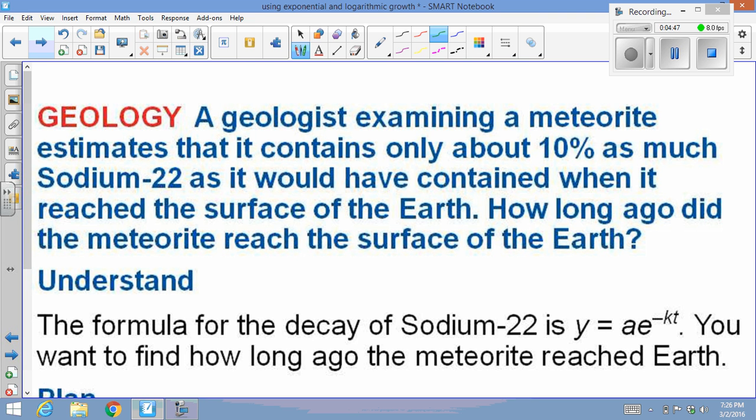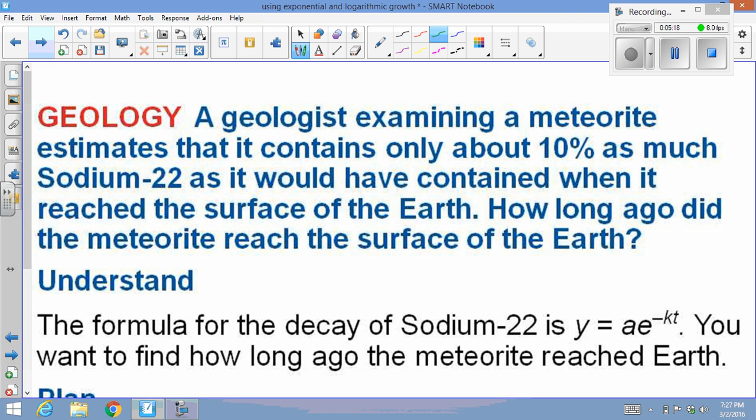Well, this time they don't tell me how much I started with. I just know that there's 10% of what there was before, and I don't know what the t is. But I also know what k is because I found k in that last problem. Since we're still talking about sodium 22, our rate of decay is going to be the same in the last problem as it is in this problem. So sometimes when you see problems like this, they would be put together. You would start with the first problem and then part B to that same question would be this problem. So they're kind of linked together.